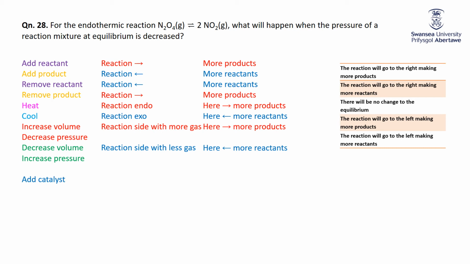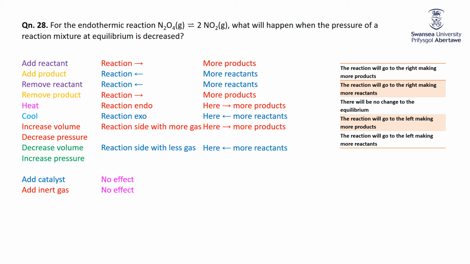Now if you add a catalyst, it does nothing to the equilibrium, and if you add an inert gas, it does nothing to the equilibrium because it's not actually changing the partial pressures or the concentrations of the reactant and product gases.